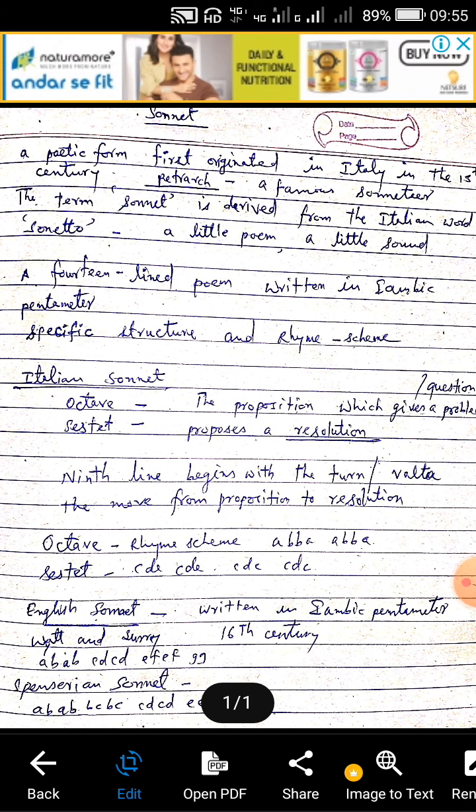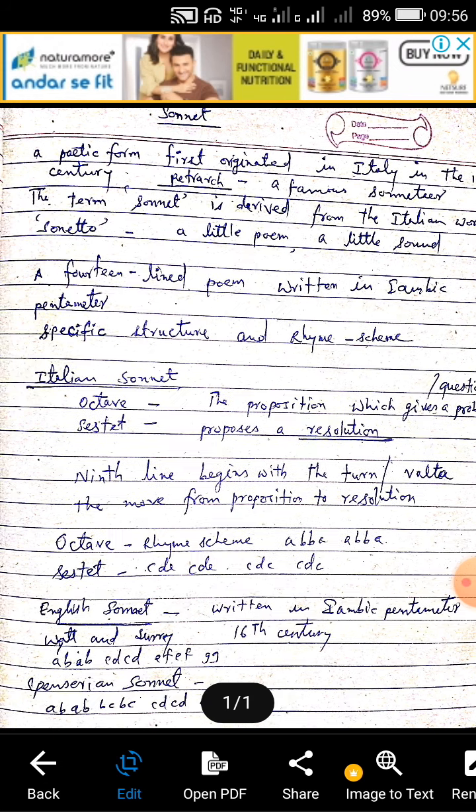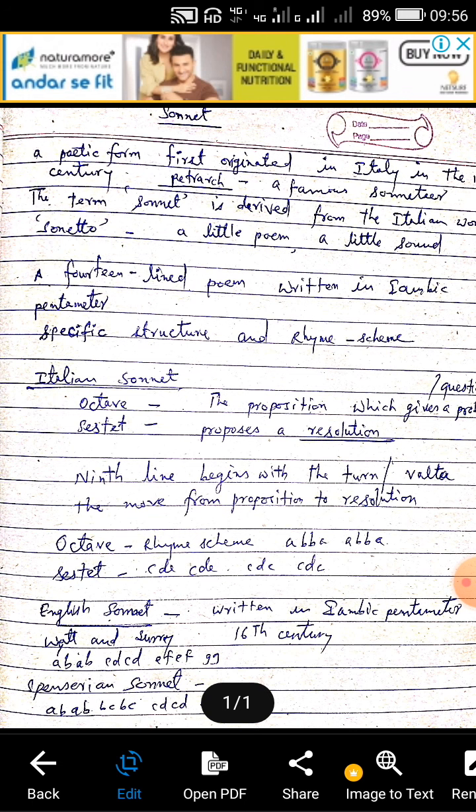The term sonnet has been derived from the Italian word sonetto, which means a little poem or a little sound. As far as the structure of the sonnet is concerned, it is a 14-lined poem written in iambic pentameter.